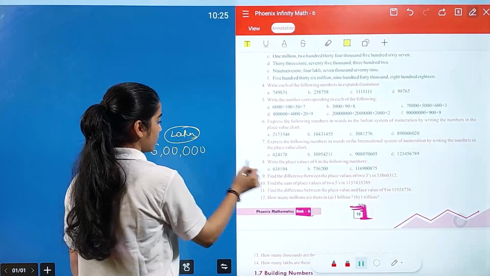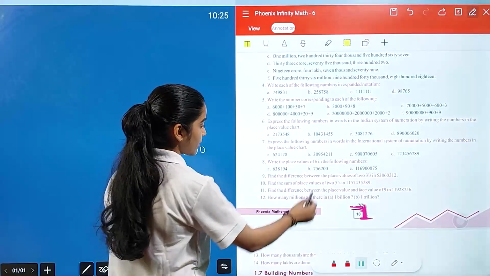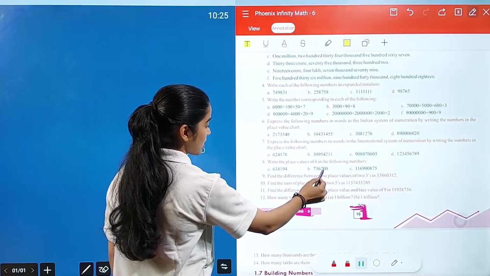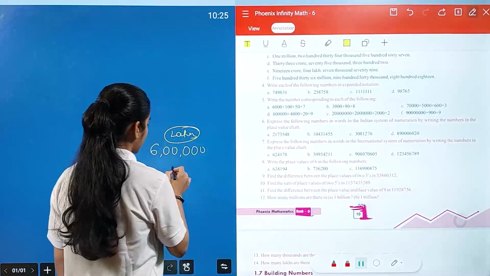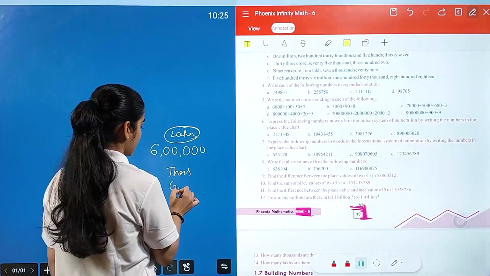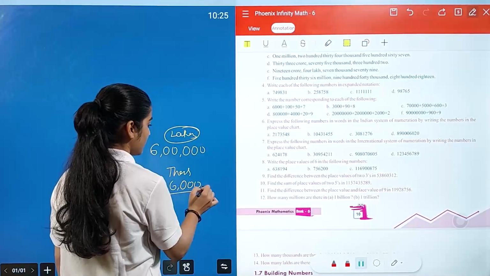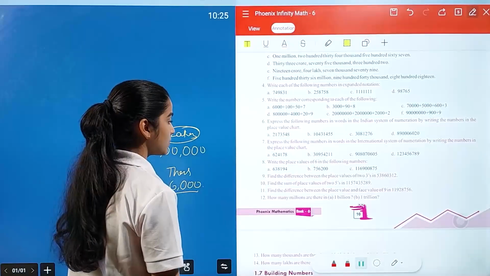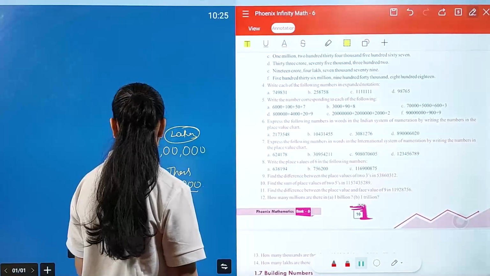This is the place value for 6. Now ones, tens, 100, 1,000. So here we have 1,000 place value, 6,000. Okay. Now find the difference between the place value of 3 digits.